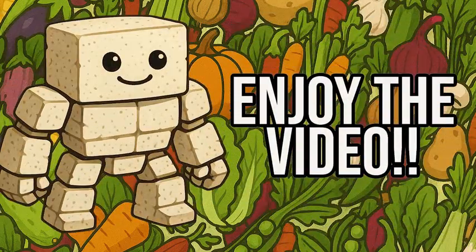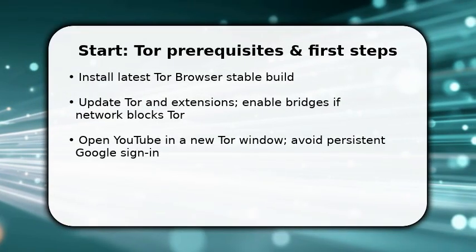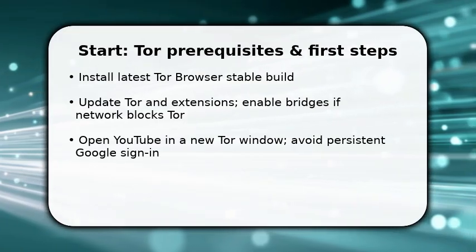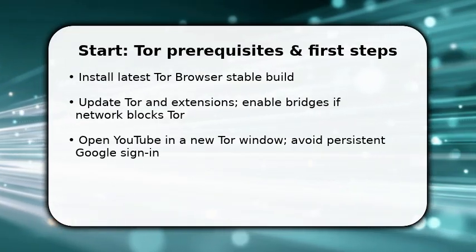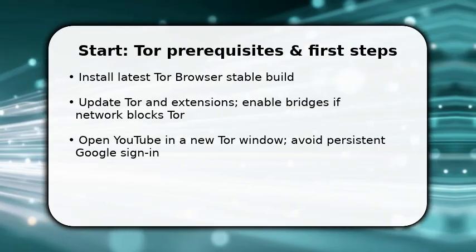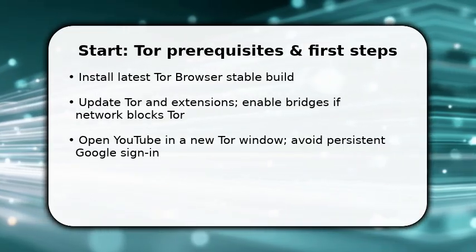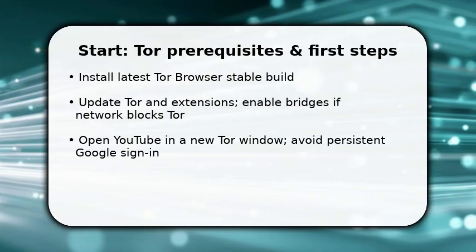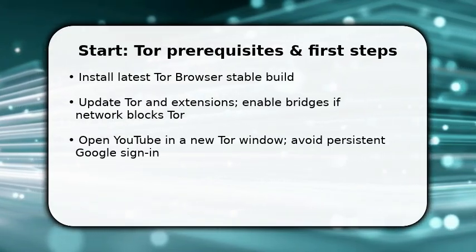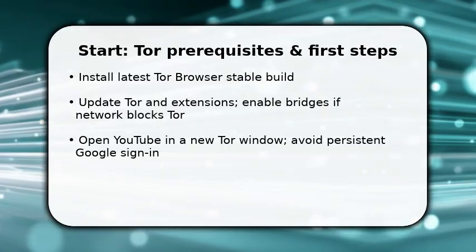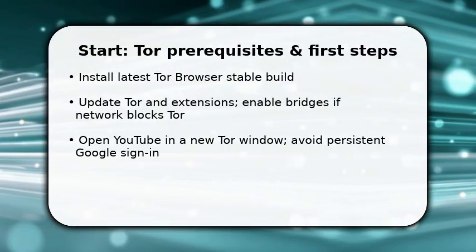Please enjoy the video. You begin by installing the latest Tor browser and applying updates. This protects anonymity and fixes media codec issues. Once done, launch Tor and set a moderate security level so videos can play. Make sure to open YouTube in a fresh Tor window instead of your regular browser. This keeps cookies and identity separate.